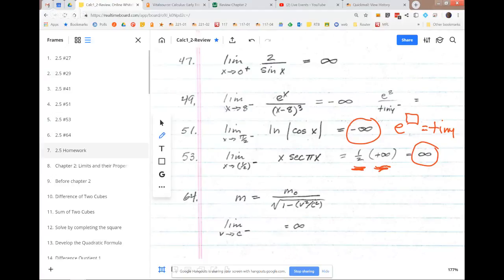All right, 51. So our angle is approaching 90 degrees from the left. So that means it's close to 90 degrees, but less, so like 89 degrees or so. What's the cosine of 89 degrees? It's really tiny, right? And what's the absolute value of a really tiny positive? Well, it's still going to be really tiny. And so now the question is, what's the natural log of a tiny number?